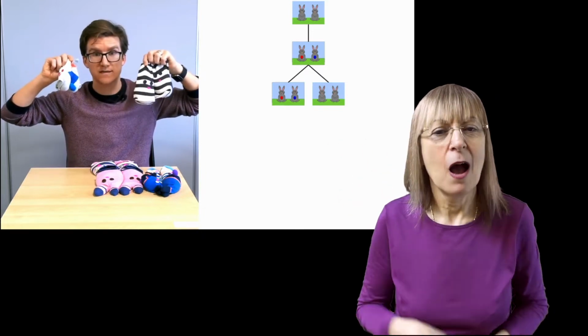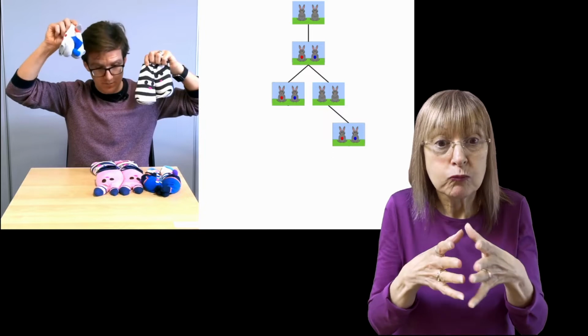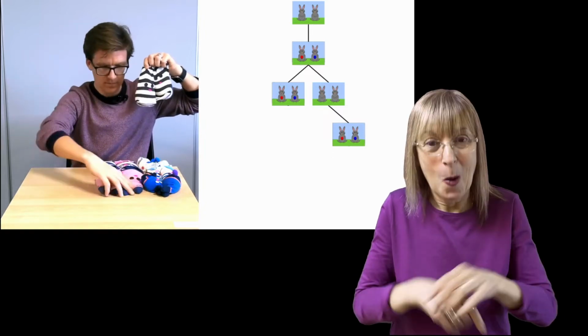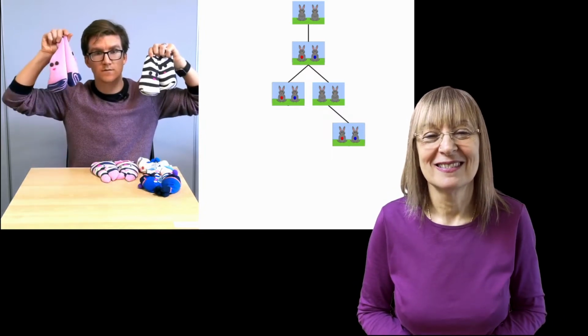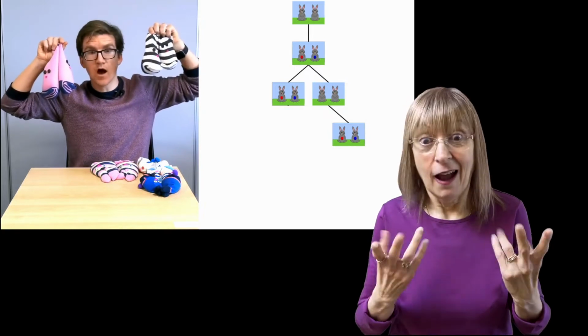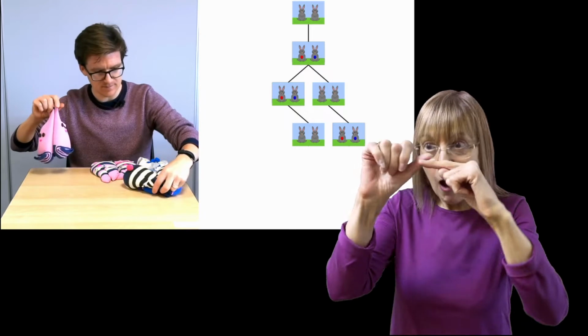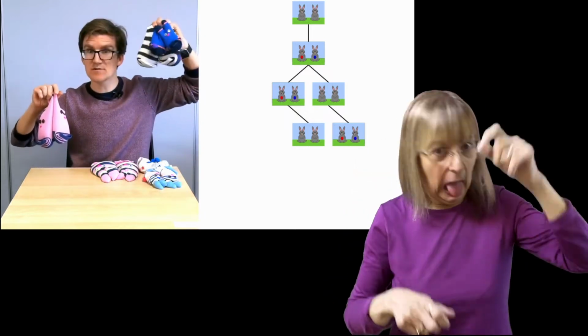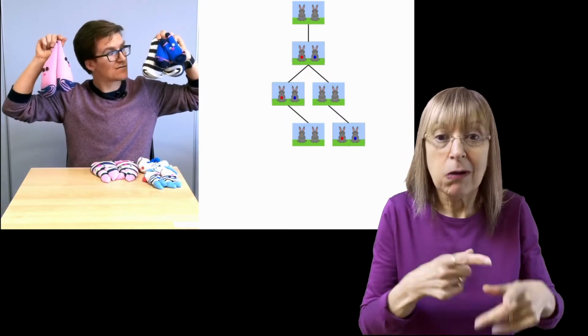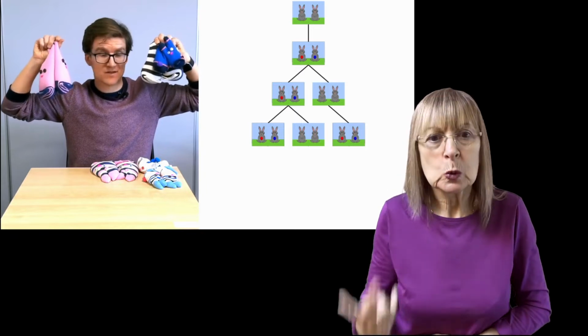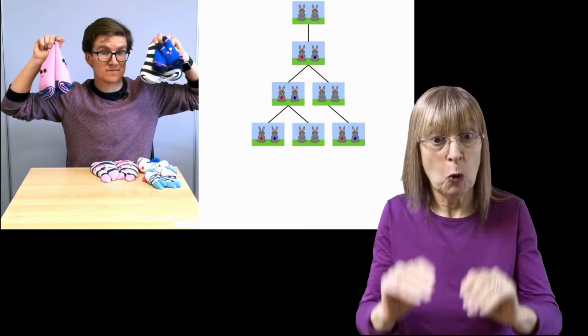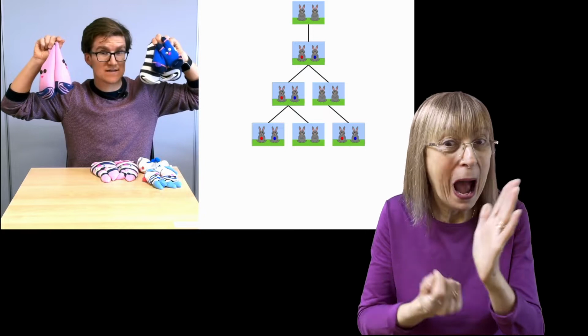What happens next? These ones grow up into grown-ups. And these ones are already grown-ups, so they have some babies. And I'm running out of hands. So these weren't grown-ups, had babies. So now we have 3 pairs. You're welcome to pause me at any stage. Shall we see what happens next?